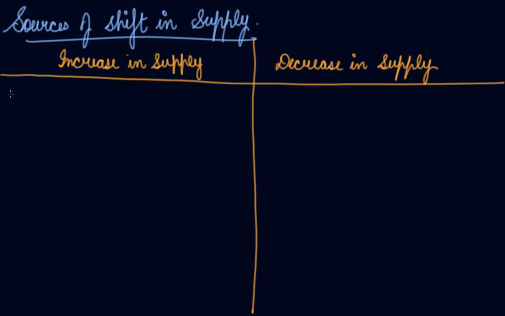So number one we have is fall in prices of inputs. See, if the prices of your inputs have reduced, so what will happen? The cost of production will reduce. Ultimately, the producer will be able to earn higher profits. And if the input prices are reduced and higher profit is earned, so a producer is willing to sell more. So this increases the supply.